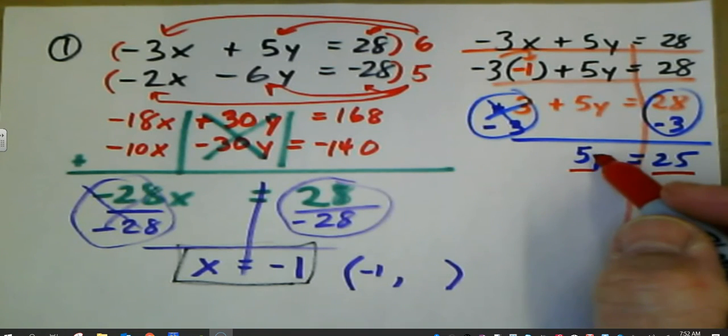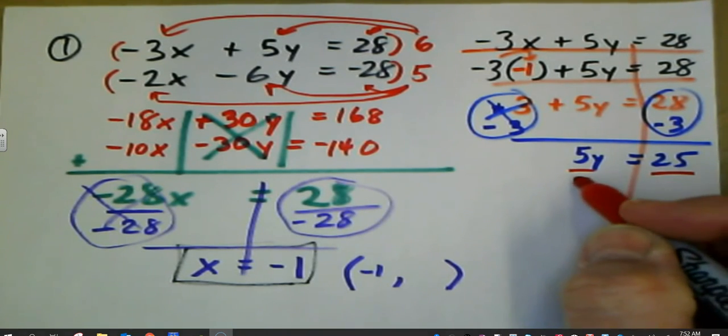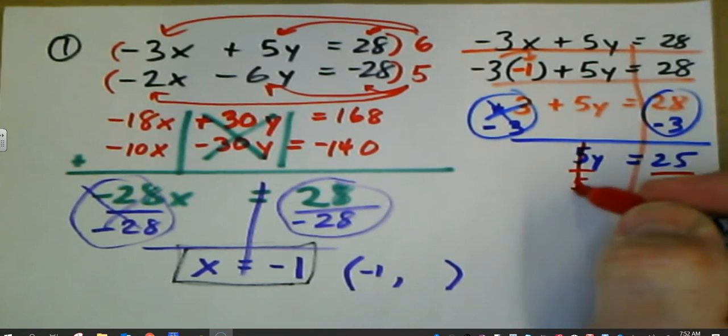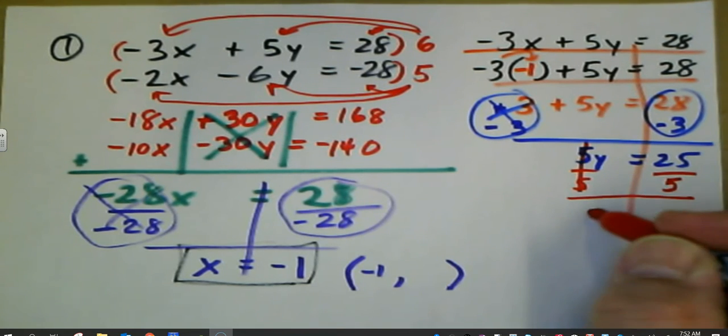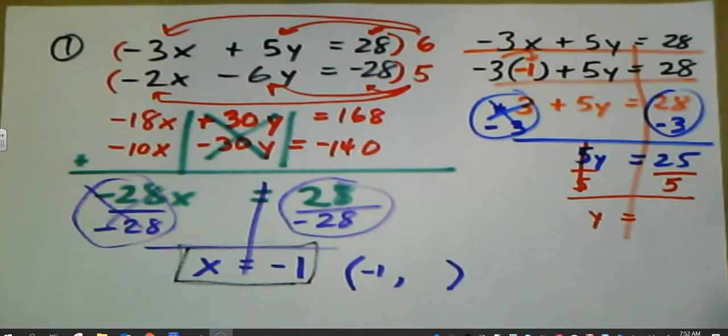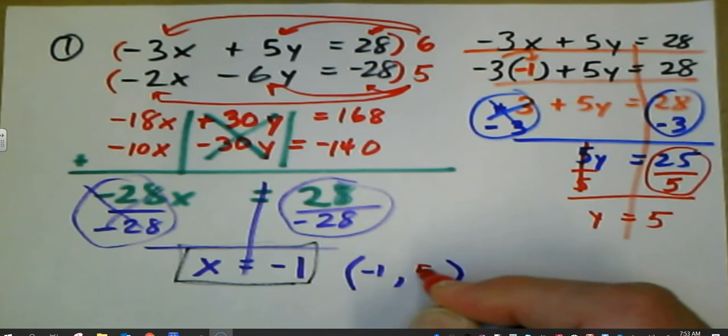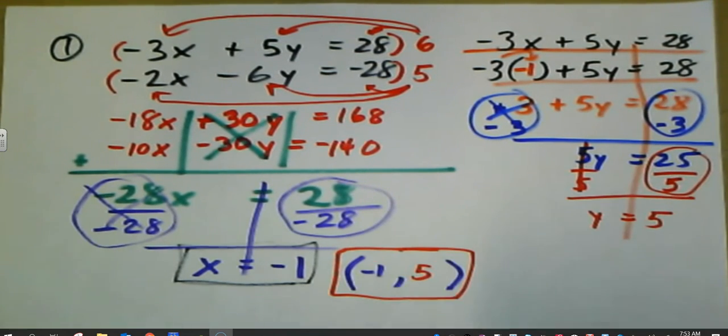And the final step always, when we have this 5 times y, the opposite is to divide. When we divide, our opposite operations are gone. We're left with y, and 25 divided by 5 is 5. There is our answer. That is where the two lines cross at -1, 5 on your graph coordinate plane.